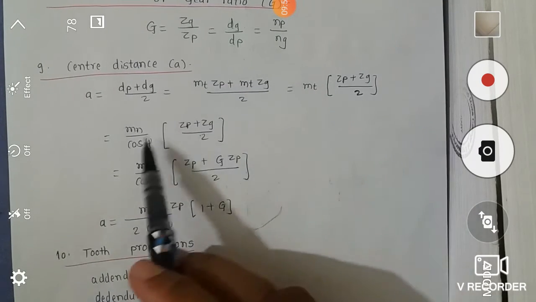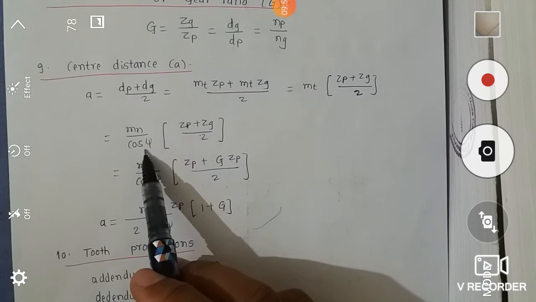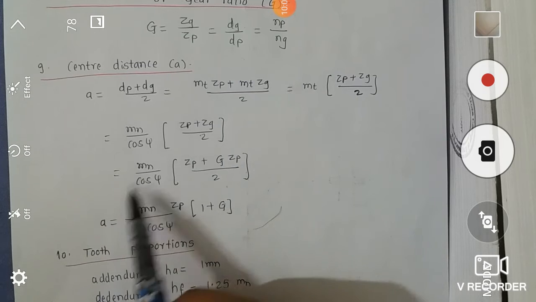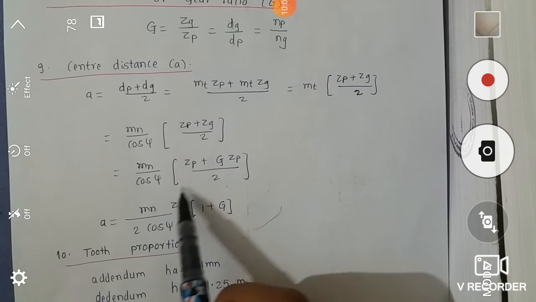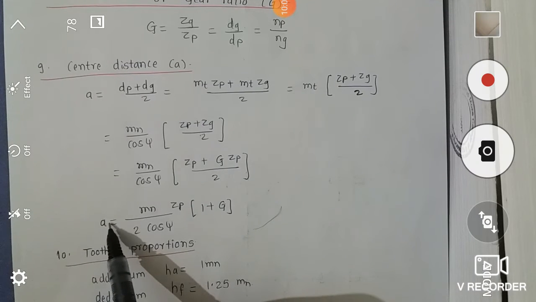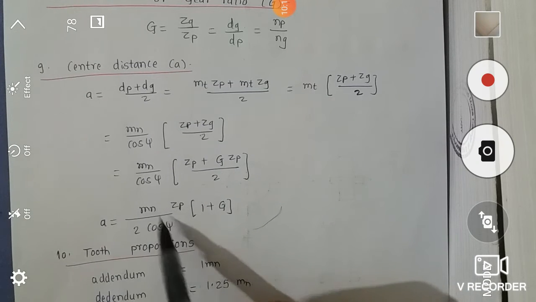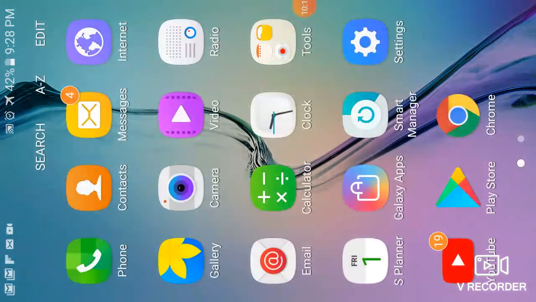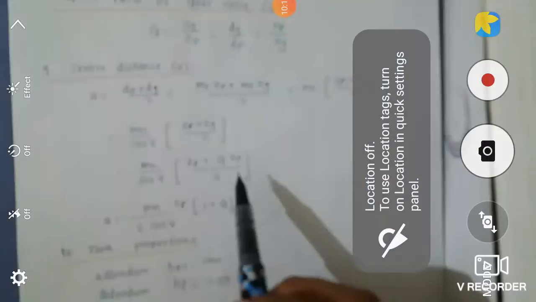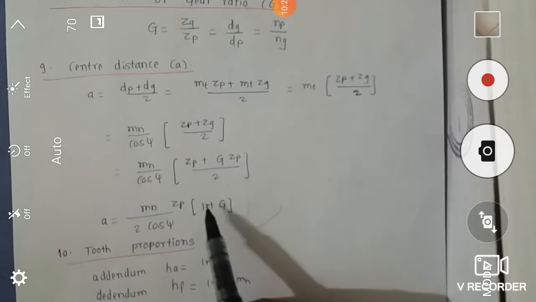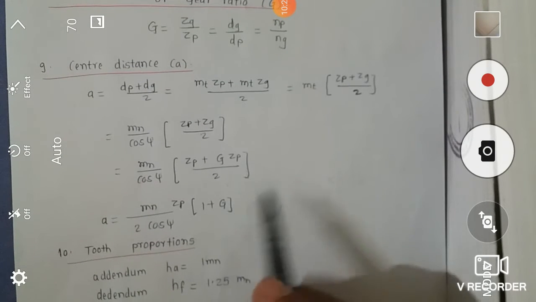In place of mt we substitute mn, so mn upon cos ψ into bracket (zp + zg) upon 2. Therefore mn upon cos ψ into bracket (zp + G × zp) divided by 2. So center distance A is equal to mn upon 2 cos ψ into zp, because zp is common and we take 2 outside the bracket, so in bracket (1 + G).